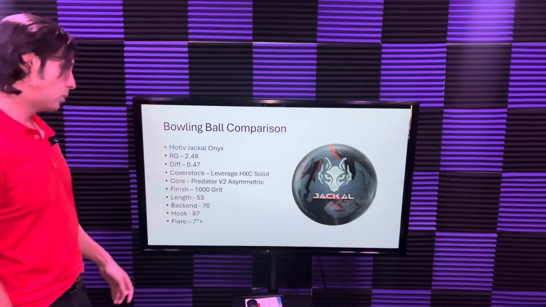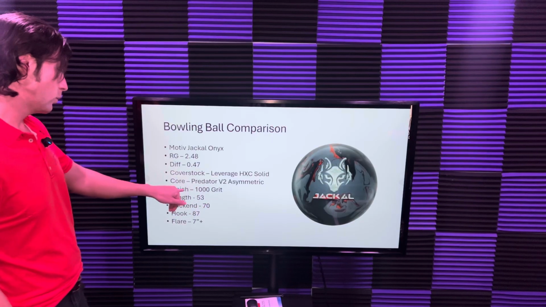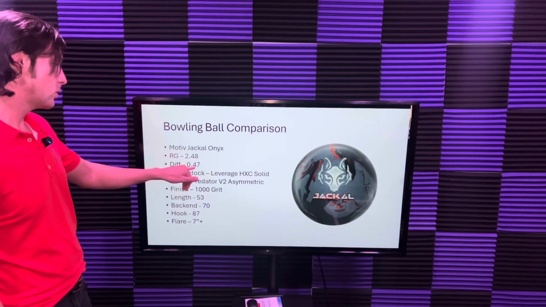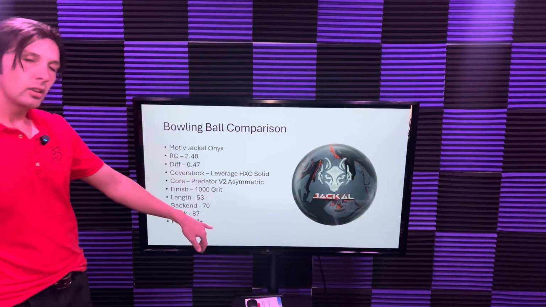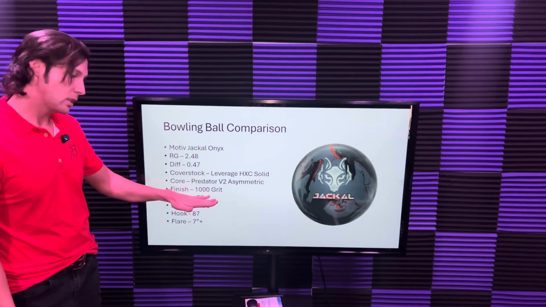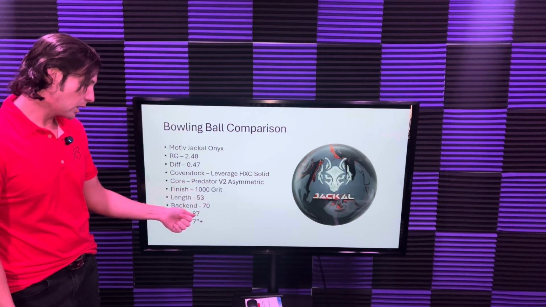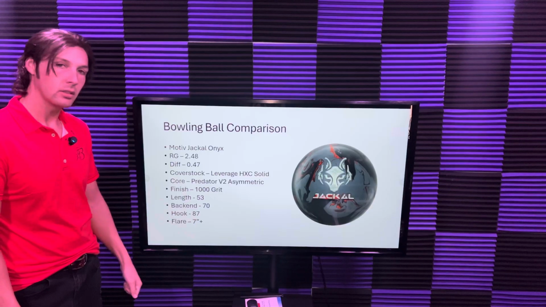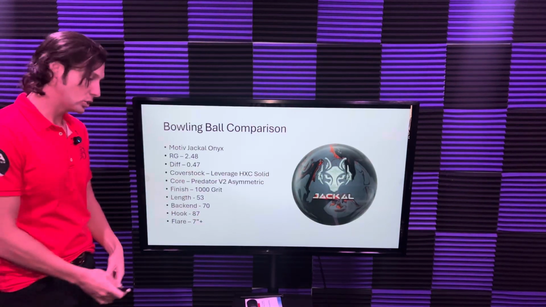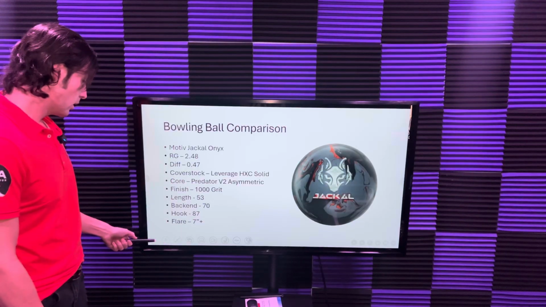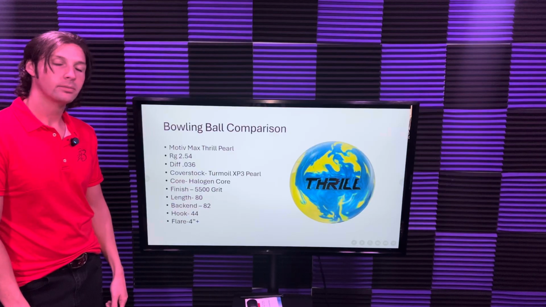And so depending on, like always, you have to look at the surface, which is 1000 grit, the differential, the RG, cover stock, and core, because all of these things will determine what the scale is on the length, the back end, the hook, and the flare. So this ball is flaring at over 7 inches, which is totally different than what the Max Thrill is. This ball is flaring at 4.